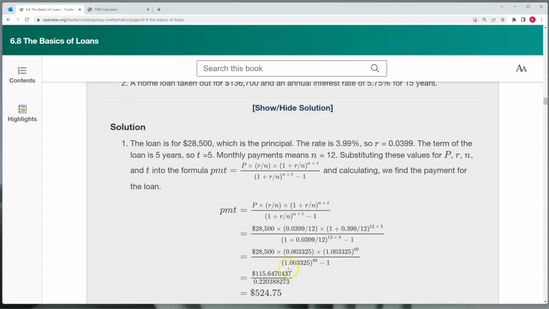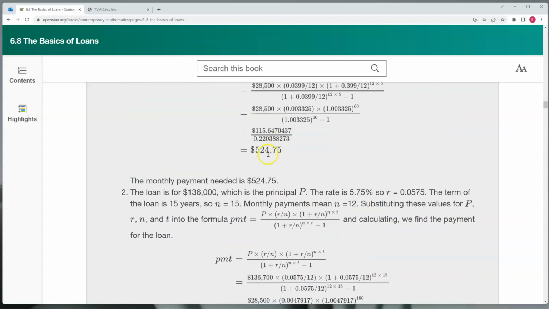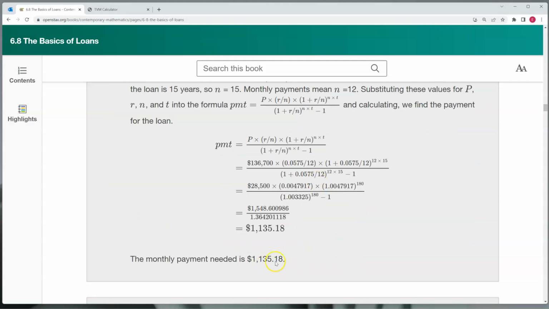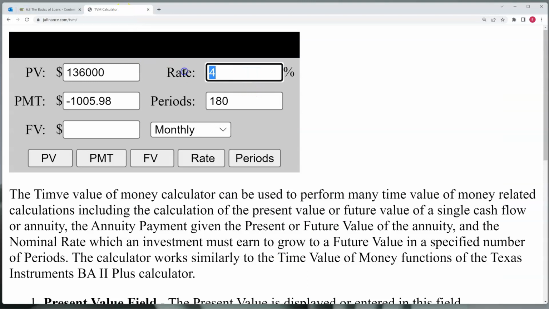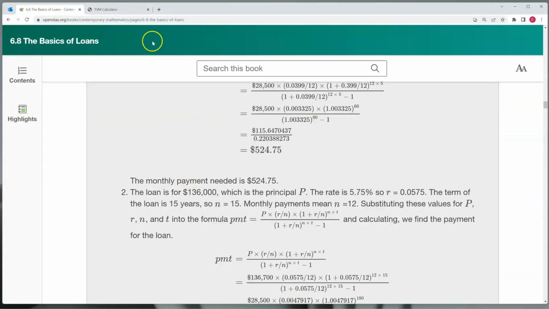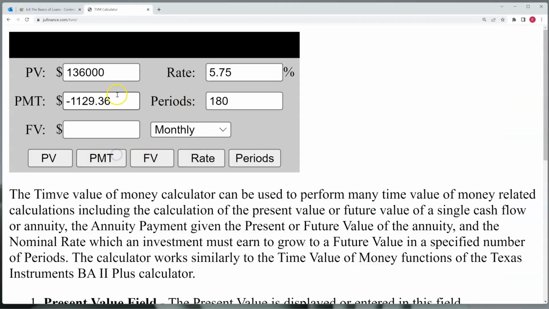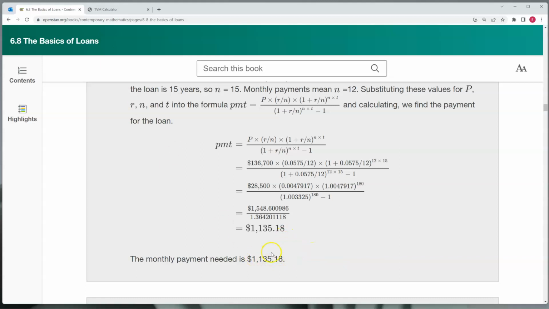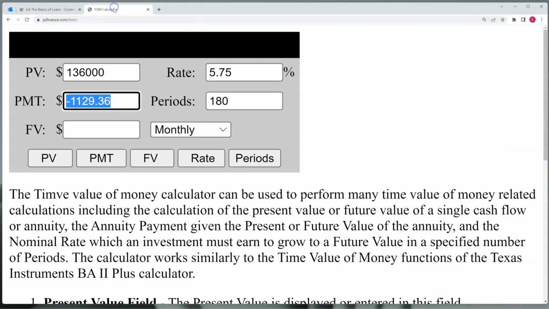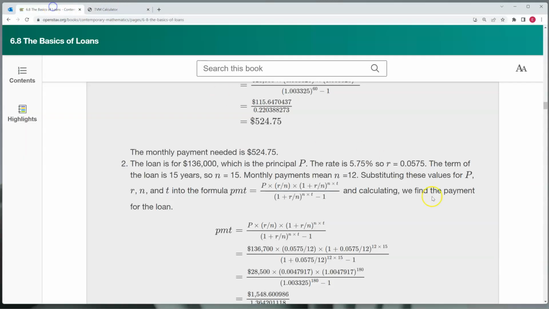So if you go in here and look, you'll see the $524.75 and the $1,135 from this particular example. So let's do it again just to make sure. Was it 136? Yeah, for 15 years. So yeah, $1,129.36. Oh, we're off a little. What's going on here? 75.